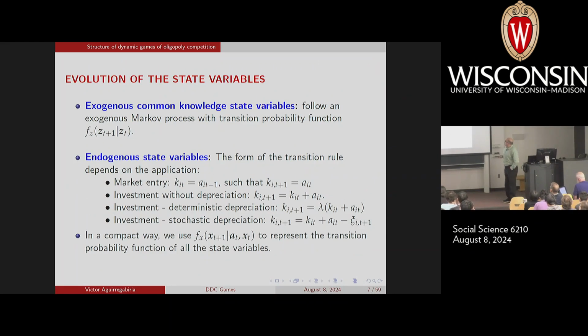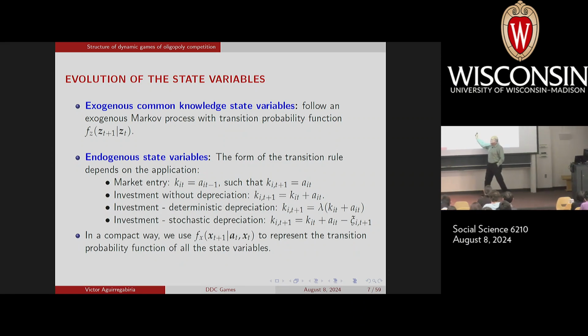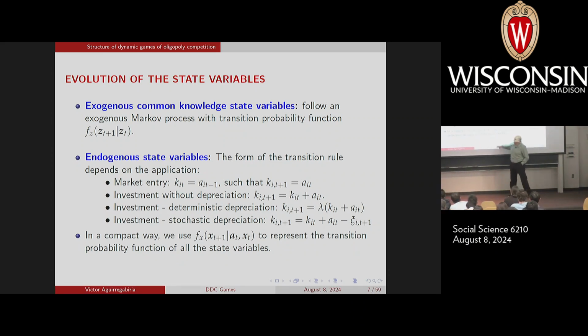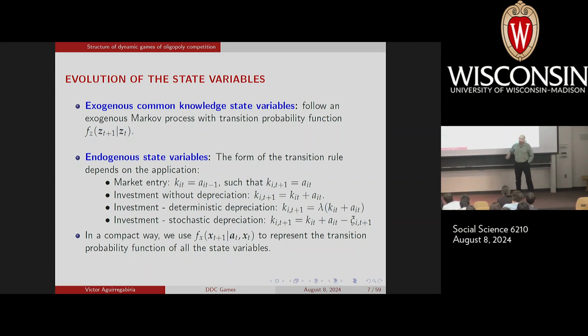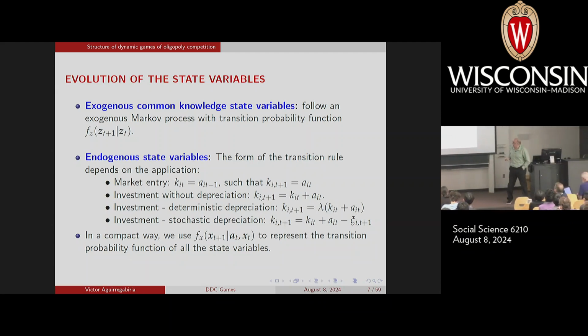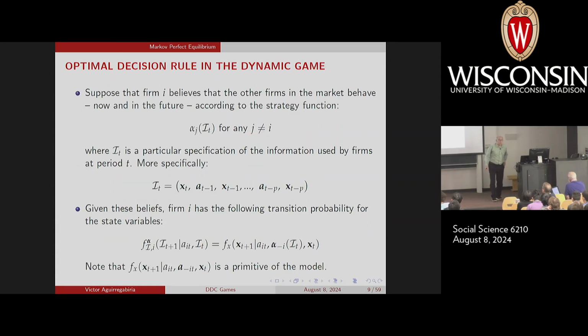As I mentioned, the exogenous state variables follow an exogenous Markov process. There are many different ways in which the endogenous state variables may evolve depending on the application. We can have deterministic transitions. We can have stochastic transitions. Putting together endogenous and exogenous state variables, we can represent the transition rule of the whole vector of state variables according to this controlled first order Markov process. Okay? Okay, then this is the setting. This is the type of models that we are going to study and try to estimate.